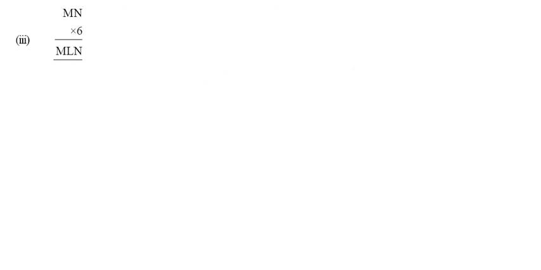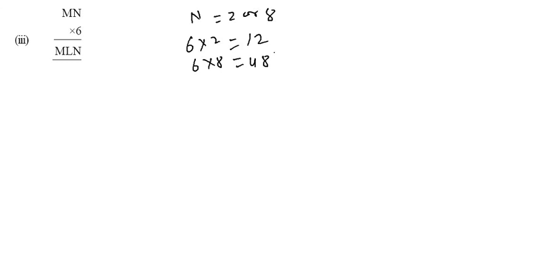Now come to the third part of this question. Here both are having the same number. Suppose n is equal to 2 or 8. So that means 6 into 2 that is 12, and here is 6 into 8 it is 48. So both are same. So let us see what will happen in this. So here is m and m both are same. So how is it possible that both are same? Let it may be 1. M is 1 and here is the 8.